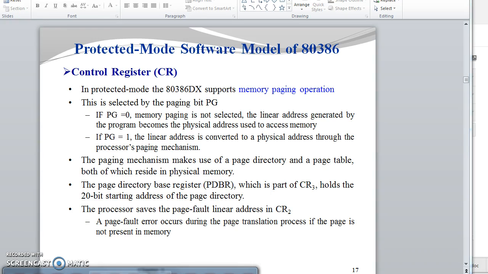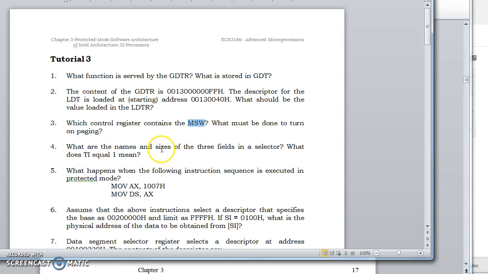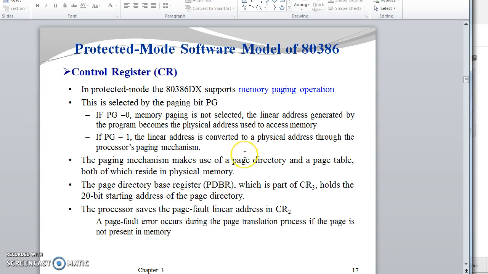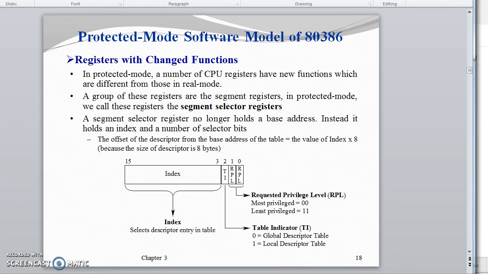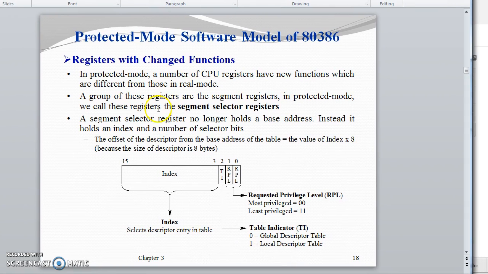Now, let's continue with question number 4. What are the names and sizes of the 3 fields in a selector? What does TI equal to 1 mean? You can refer to slide number 18, registers with change functions. So this is the segment selector register. It has the index, TI, and RPL.